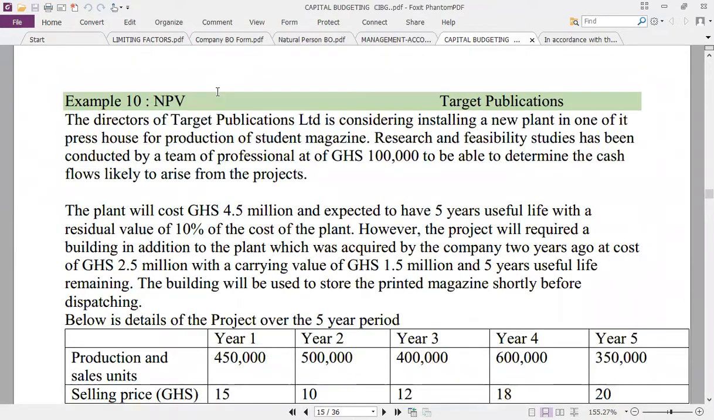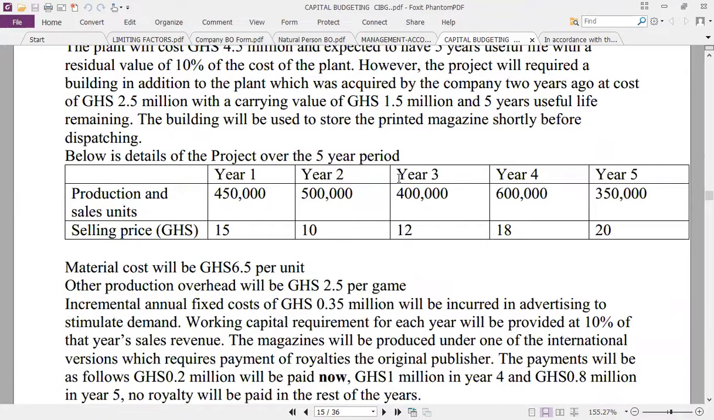For instance, look at the question. They are saying the directors of Target Communication Limited are considering installing a new plant in one of its premises for production of a student magazine. Research and feasibility studies are conducted by a team of personnel at a cost of 100,000 to determine the cash flows that are likely to arise from the project. It doesn't matter whether the research was to gather all this vital information. We still don't consider the research cost as a relevant cost. Ignore this. Do not include it.